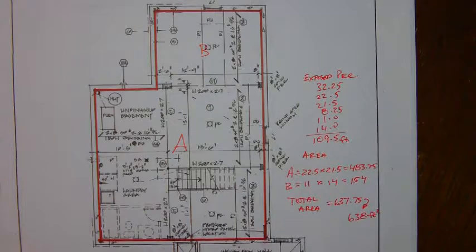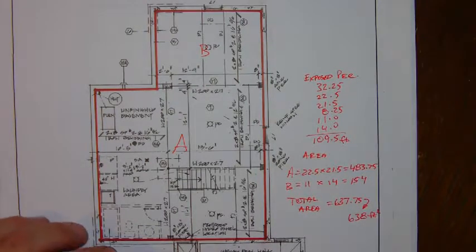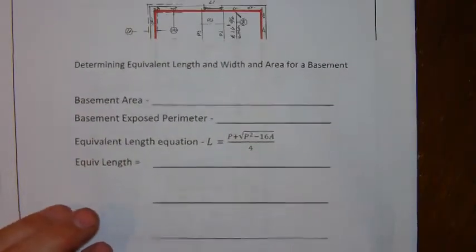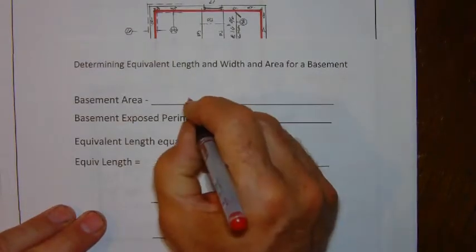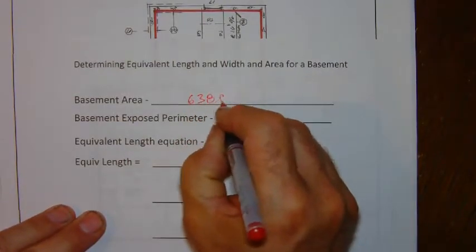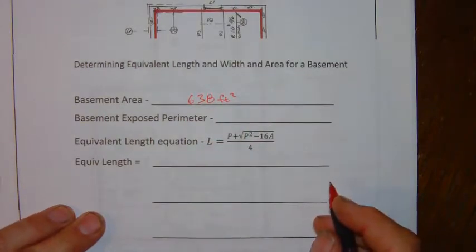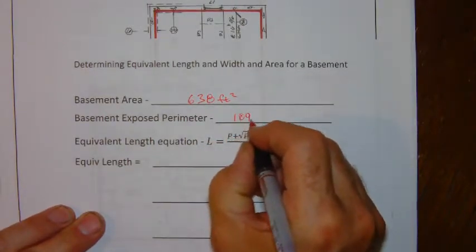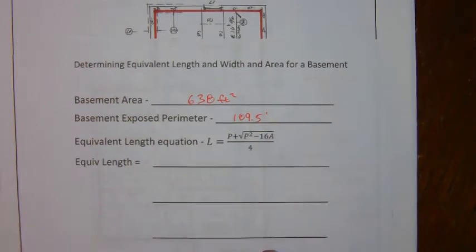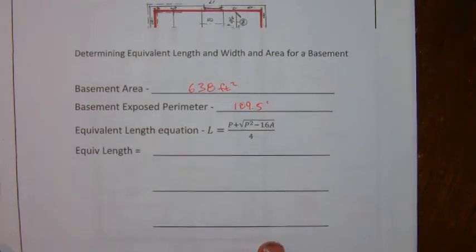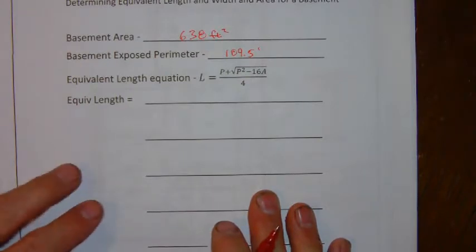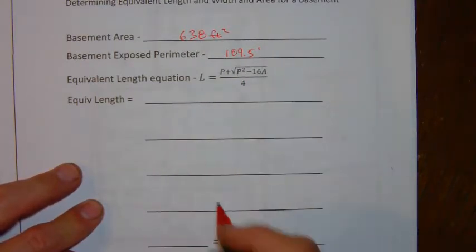I've already measured the exposed perimeter and calculated the area. So we will simply fill this information into the formula. Firstly, our area for the basement is 638 square feet, and the exposed perimeter is 109.5 feet. And now you would simply start filling in the variables.